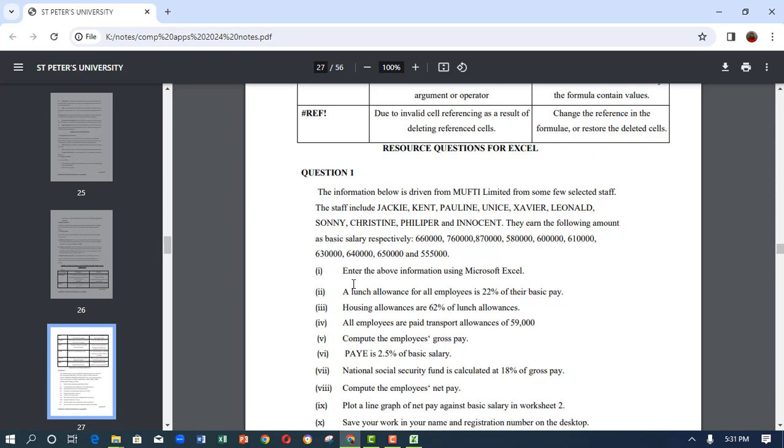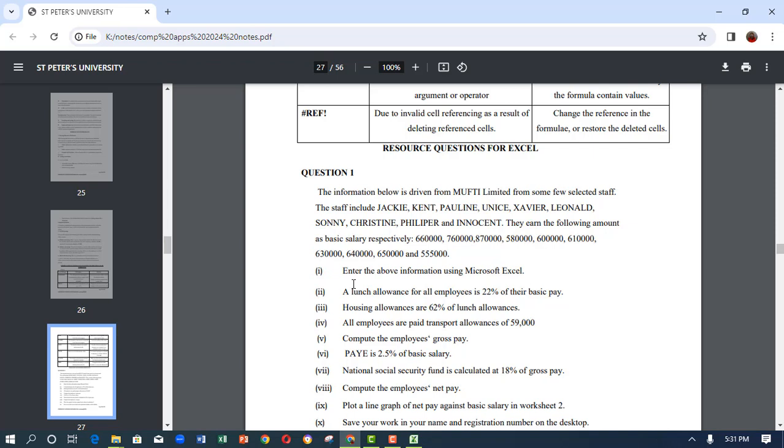Okay, so the second one, they are saying a lunch allowance for all employees is 22% of their basic pay. You get that? They are saying a lunch allowance for all employees is 22% of their basic pay, or you can call it basic salary.